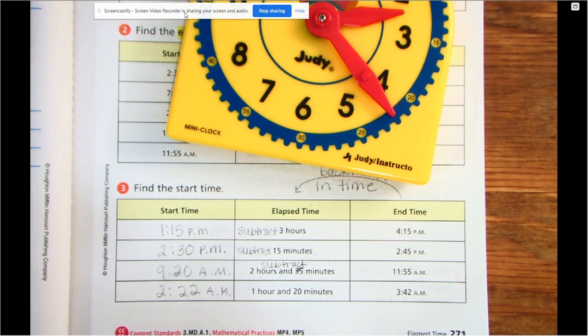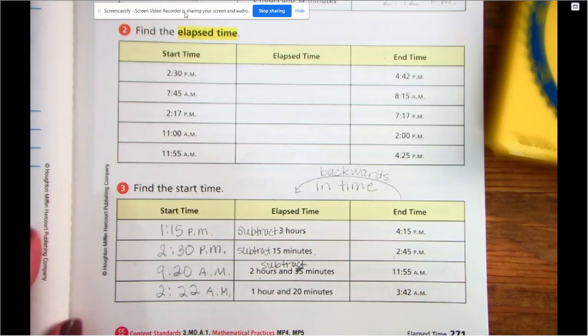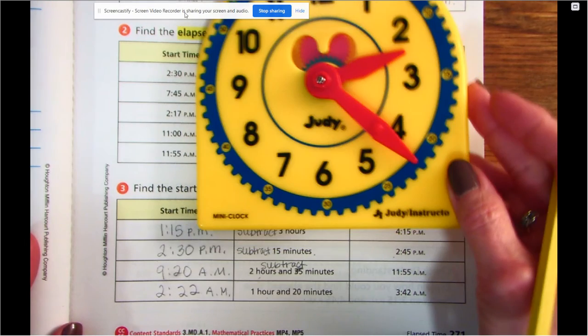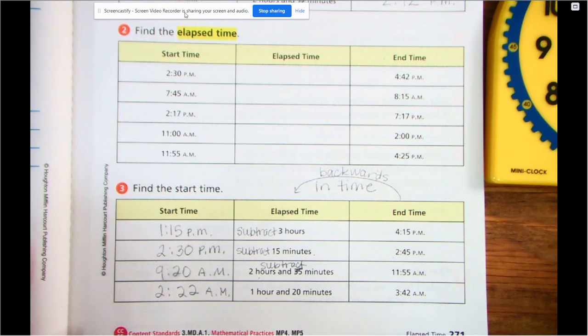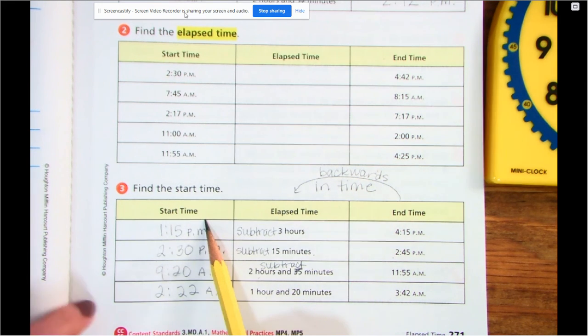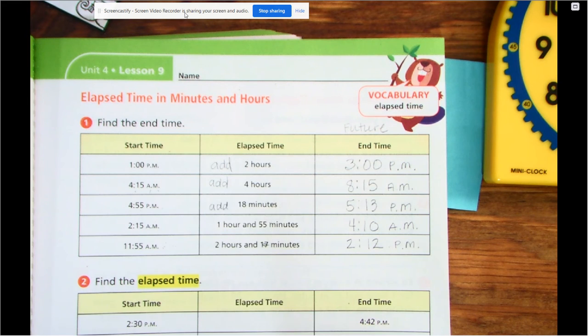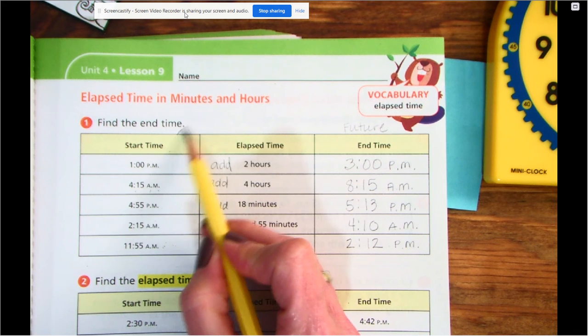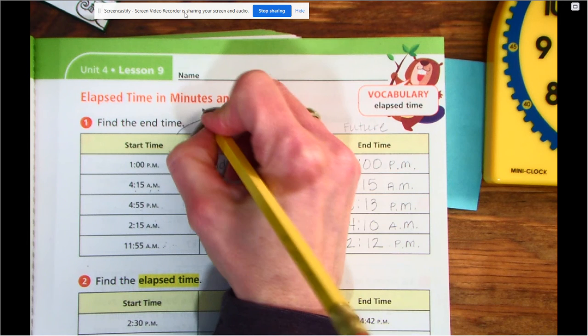Okay, so elapsed time is tricky. You aren't going to have a Judy clock or an analog Annie clock like this to use, but you do have the paper one that we talked about how you can cut out. You can use a paper clip. You can count on your hands when you're counting whole hours to go backwards or forwards. But you need to remember that when we have an end time and we're trying to find our start time, we're going backwards in time. When we have the start time and they give us the elapsed time, we're going forward in time.